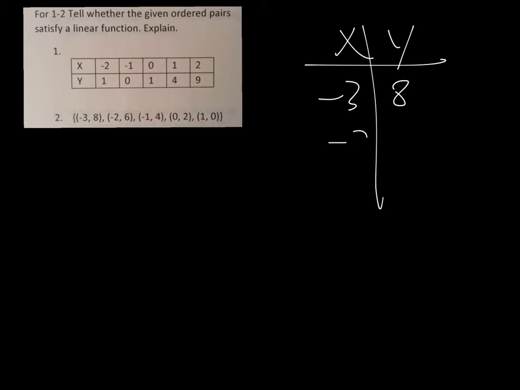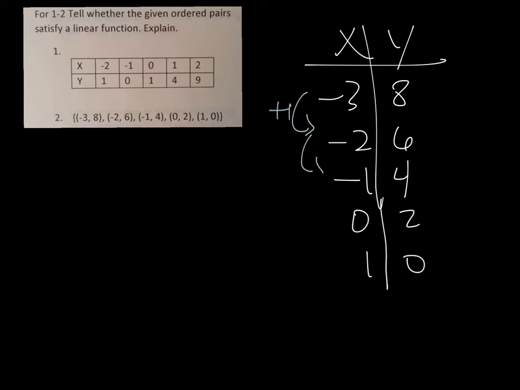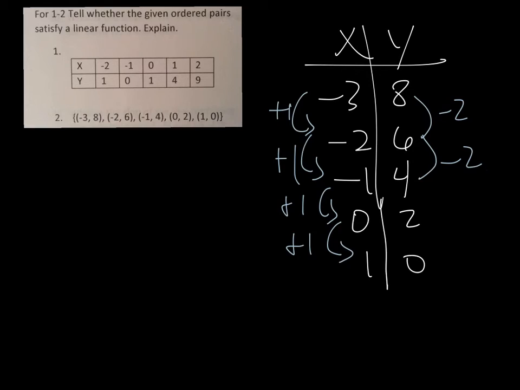So I'm going to take the points, and again, I'm going to put them as a t-chart. So we have negative 3, 8, negative 2, 6, negative 1, 4, 0, 2, and 1, 0. Now, if you notice about these, again, to go from negative 3 to negative 2 is a plus 1, again plus 1, plus 1, and again plus 1. To go from 8 to 6, you subtract 2. 6 to 4, subtract 2. 4 to 2, subtract 2. And from 2 to 0, you subtract 2.